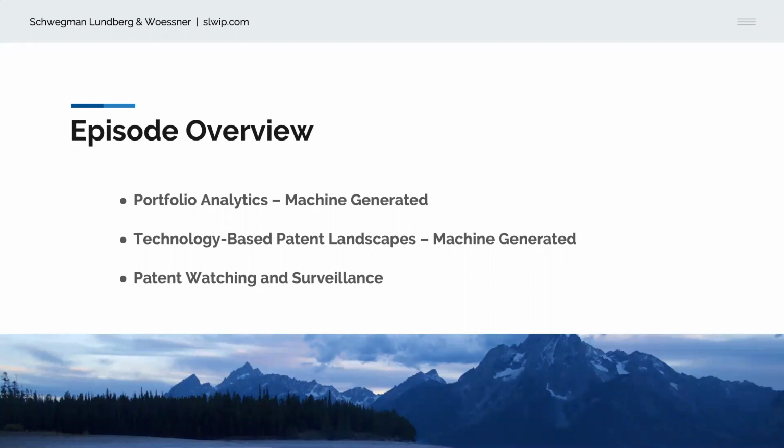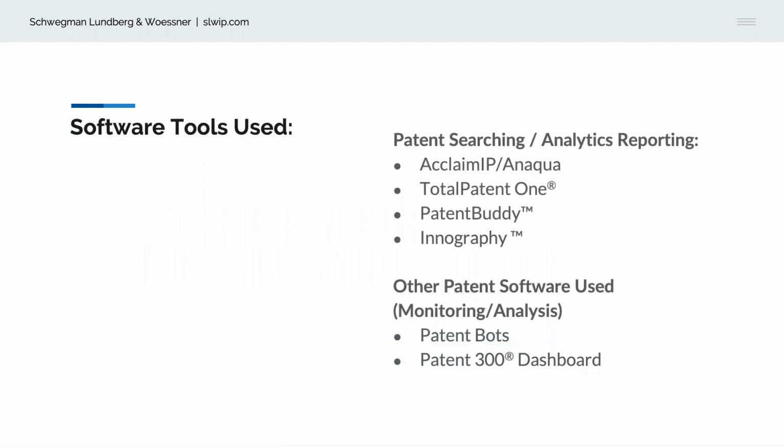If we go to the next slide, the tools that we use routinely at the firm, or have used routinely, are essentially analytics engines: Acclaim IP, which is a product of Anaqua, Total Patent One, Patent Buddy, which is a product of Black Hills IP, and Anography, a system that CPA slash Clarivate owns and licenses. And then we also use Patent Bots and Patent 300 dashboard from a leading IP firm purveyor. So what we're going to do, go to the next slide, please.